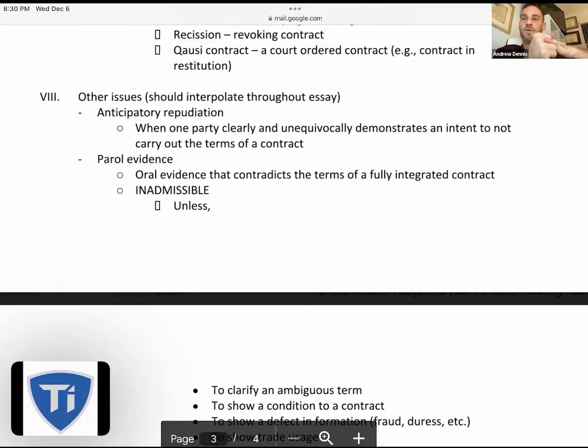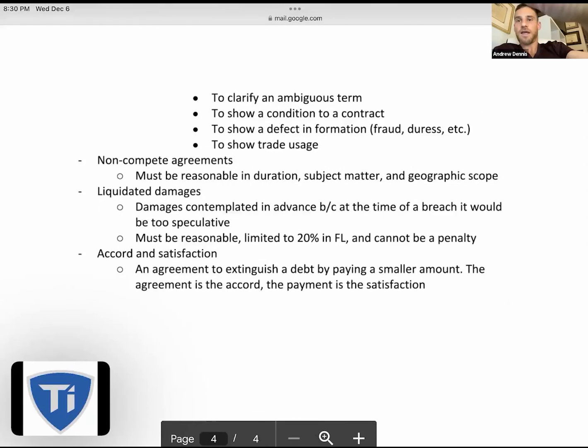So anticipatory repudiation comes up, parole evidence comes up, and then non-compete agreements come up a lot. They need to be reasonable in duration, which is the length, the subject matter, what we're talking about, and the geographic scope, how far. We can think of 6 months as presumed reasonable, over 3 years presumed unreasonable. It's based on the industry. So if it's tutoring for the Florida bar, it's going to be based in Florida, not national or global. Patents, non-competes are 5 years in Florida.